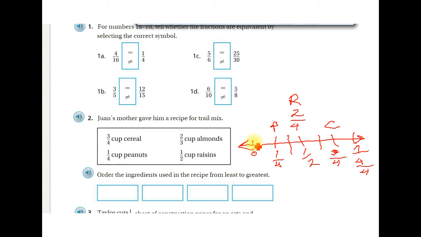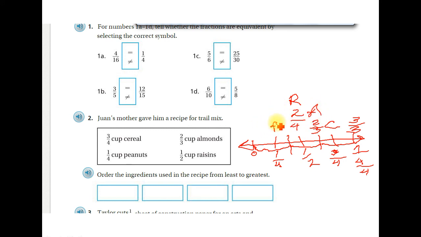So now you can see I have 1 part. Now it goes from here all the way to here. 2 parts would be here to here, and then 3 parts would be here to here. So now it's broken up into thirds, 3/3. So 1/3, 2/3, 2/3 is going to be right here. And remember, 2/3 is bigger than 1/2, so that makes sense. It's going to be on this side of the half mark, and that's going to be my almonds.